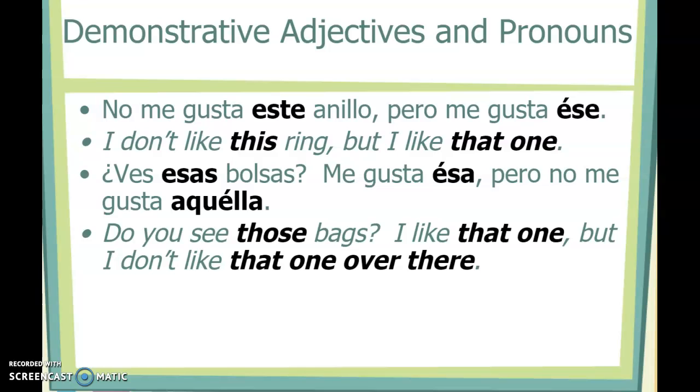¿Ves esas bolsas? Me gusta esa, pero no me gusta aquella. Again, in the second example, esa is not followed by a noun and has an accent mark. Aquella, likewise, not followed by a noun and has the accent mark. In this case, both of these are demonstrative pronouns.